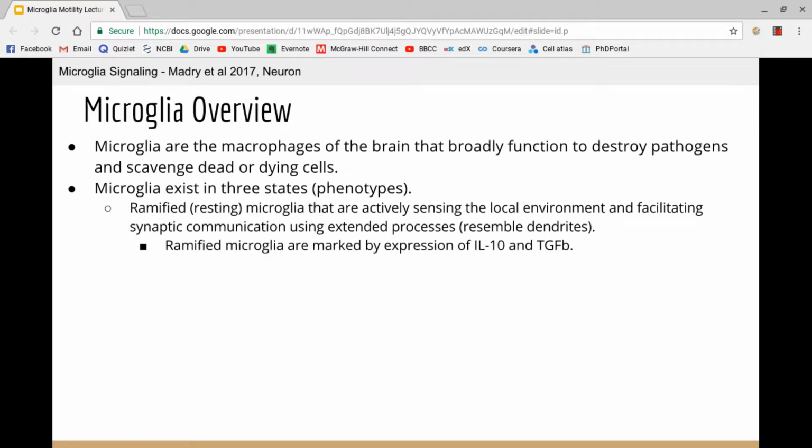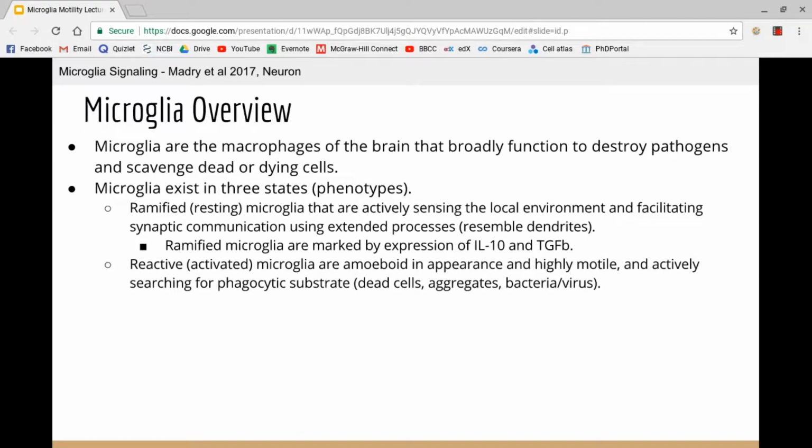Ramified microglia are marked by the expression of IL-10, interleukin-10, and TGF-beta, transforming growth factor beta. These are two very important anti-inflammatory signaling proteins. So if you were doing, for example, an immunohistochemical stain for ramified microglia, you would use the IL-10 or TGF-beta antibody. And we'll discuss these two proteins in a moment.